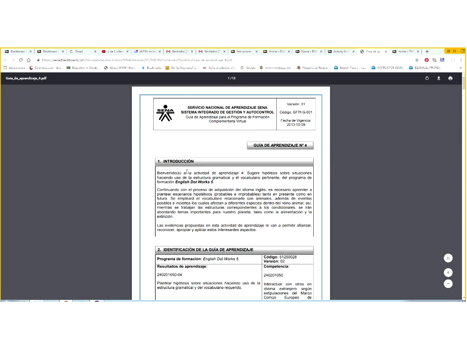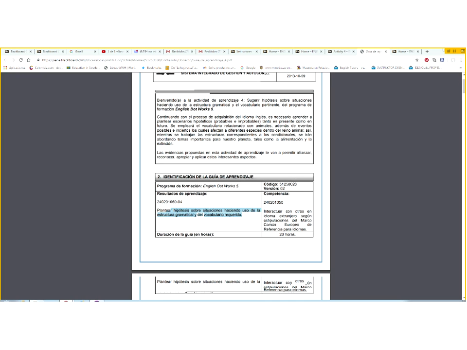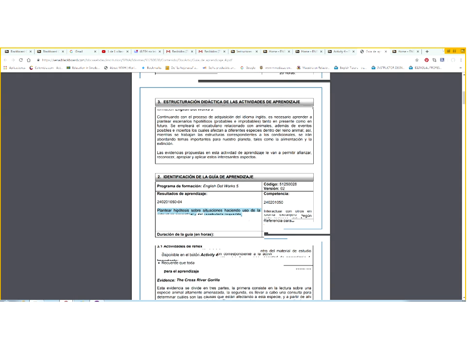We have a very short introduction. It says, bienvenida a la actividad de aprendizaje número 4. Sugerir hipótesis sobre situaciones haciendo uso de la estructura gramatical y el vocabulario pertinente sobre una información en USAT 5. And we have resultado de aprendizaje, plantear hipótesis sobre situaciones haciendo uso de la estructura gramatical y el vocabulario requerido. There are some important aspects here.